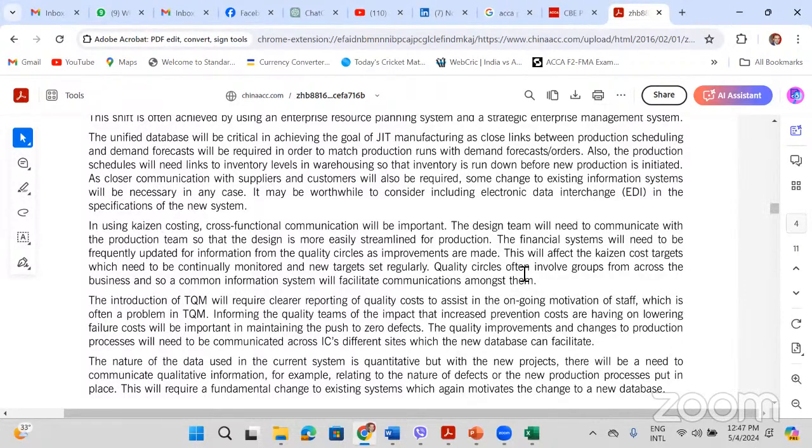Now they are saying that they are capturing a lot of quantitative data. So with the new system, you should also be able to capture qualitative information. Quantitative information alone is not enough.